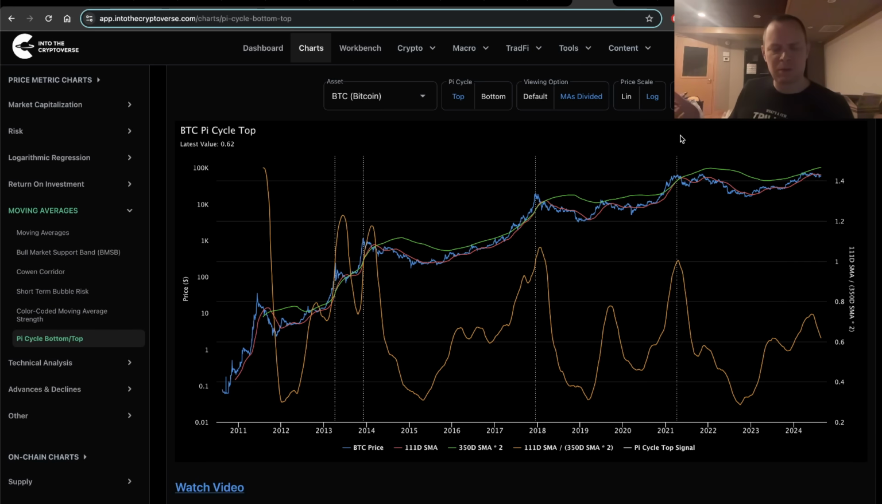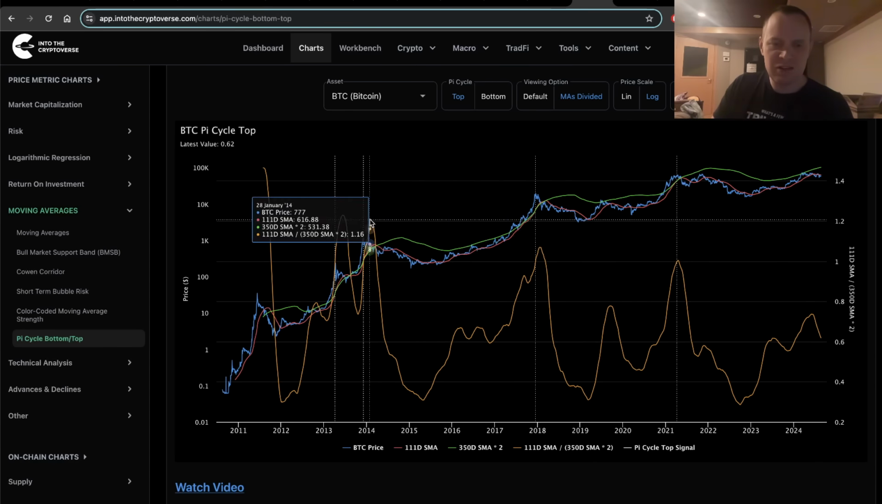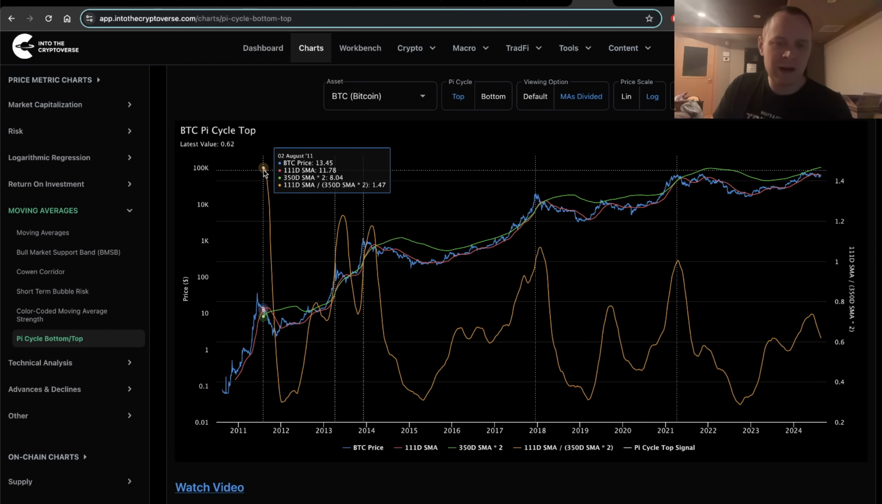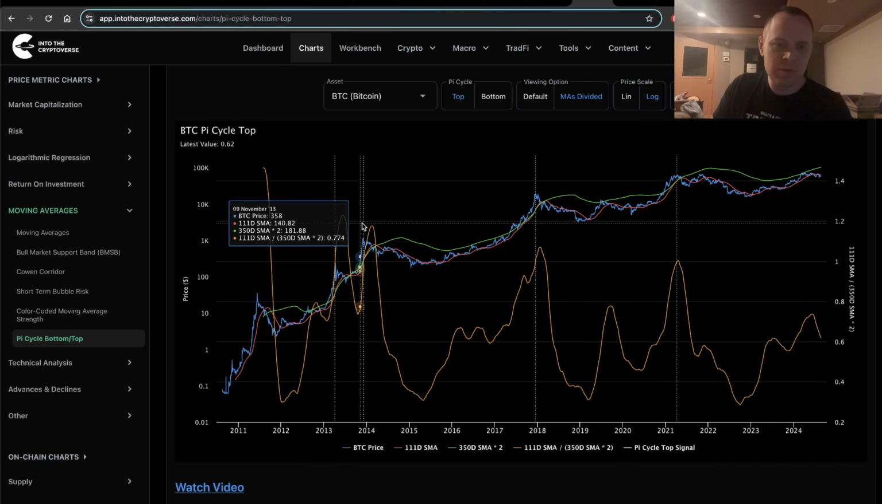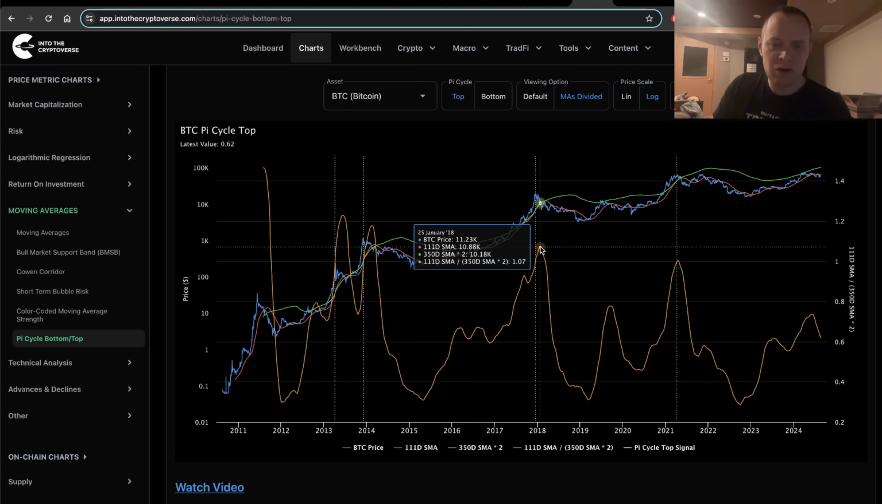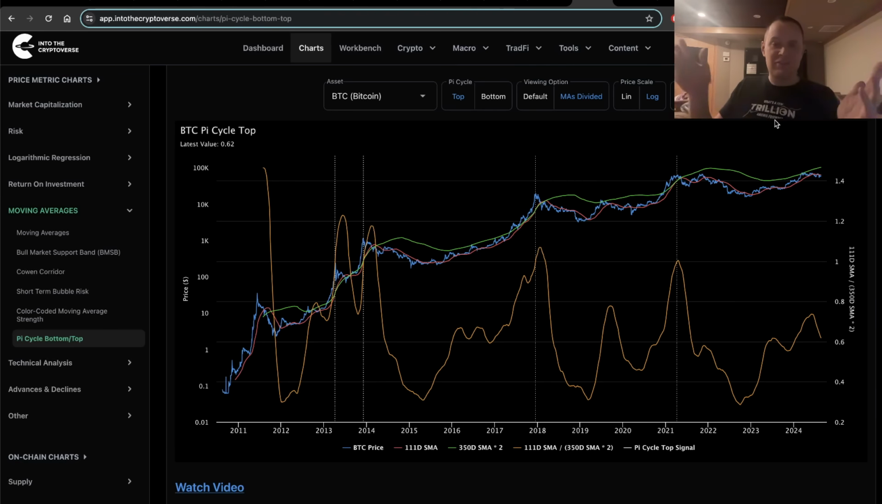I know that's kind of hard to explain, but the point is that 1 here represents the moving averages crossing. And so you can see back in 2011, this ratio was like 1.5. And then in 2013, it was like 1.2, and then 1.2 again or so. And then in 2017, the ratio of these two was only about 1.07. And then in 2021, it just hit 1. So it raises the question, might this time the moving averages not cross?